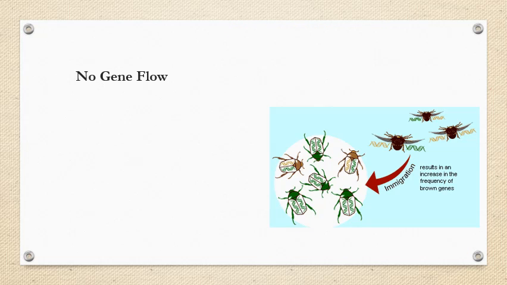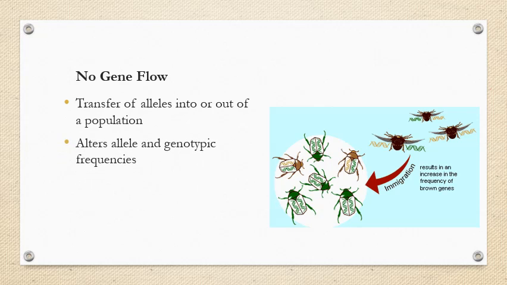The next assumption is no gene flow. Gene flow serves as an important mechanism for evolution because it can alter the allelic and genotypic frequencies. And this occurs when organisms enter a population or organisms exit a population. An example of this might be organisms that migrate to an island and colonize that island. We might also see genes being introduced into a population by organisms, and that in turn can increase the genetic variation that's already present.